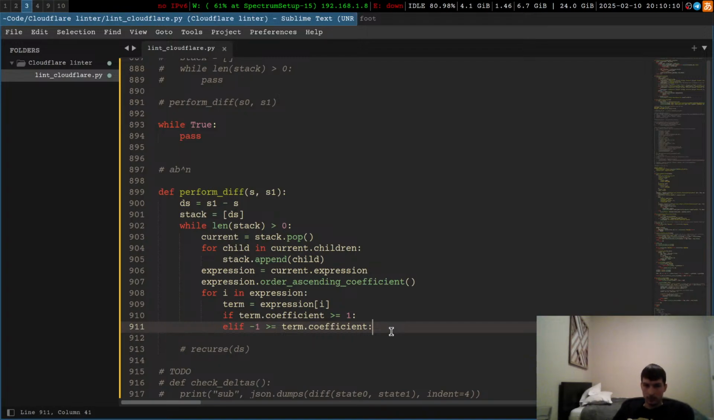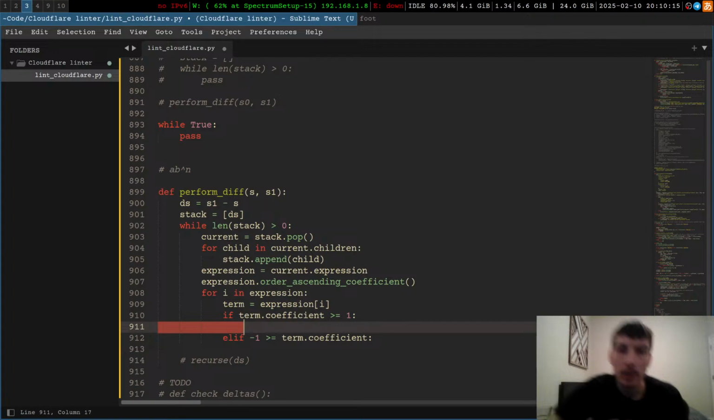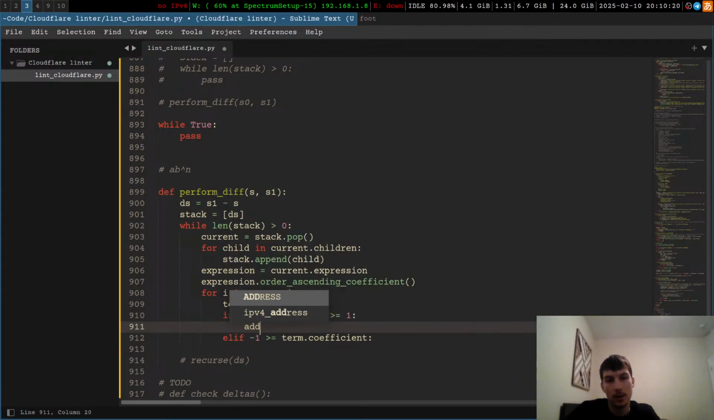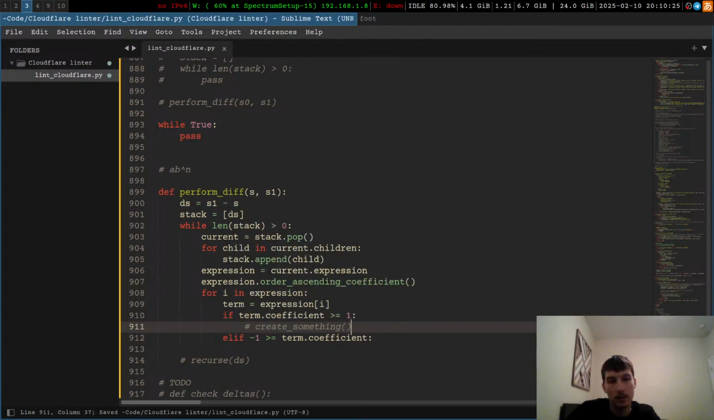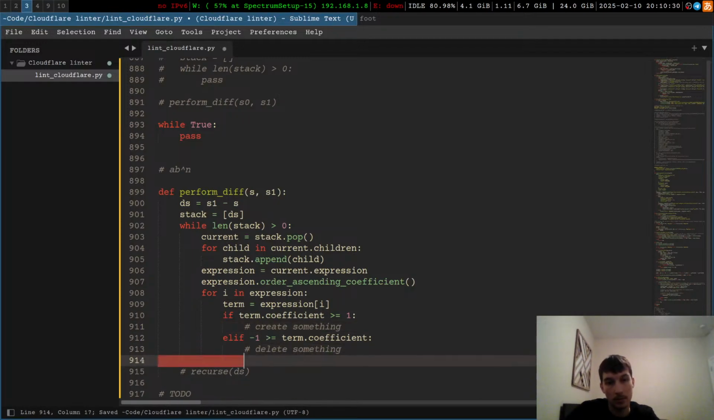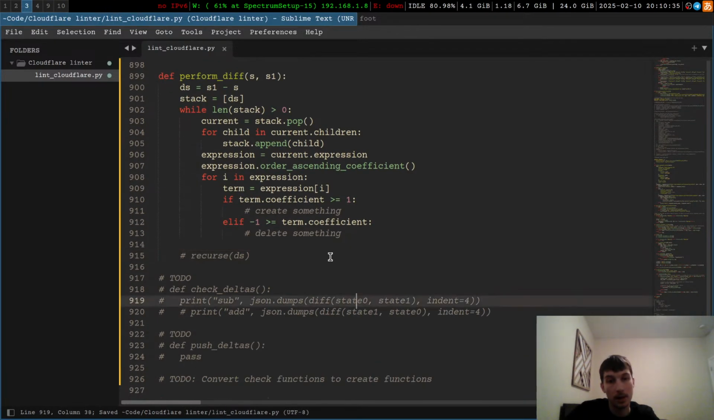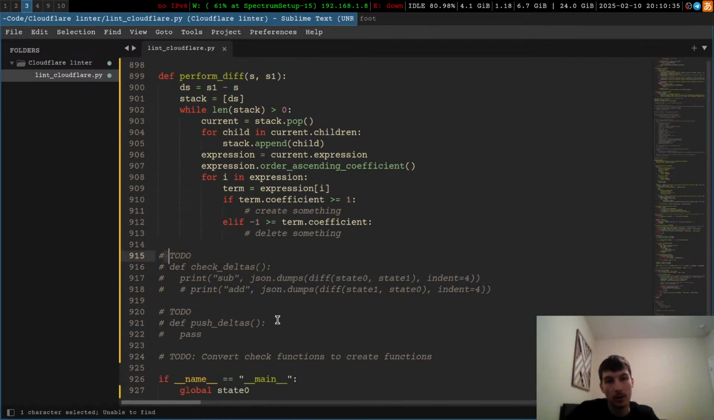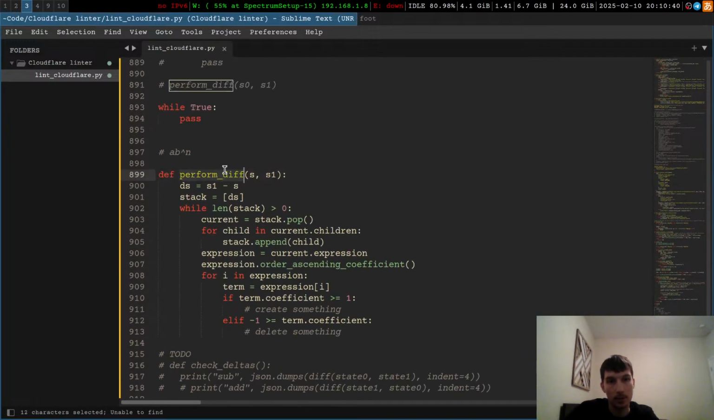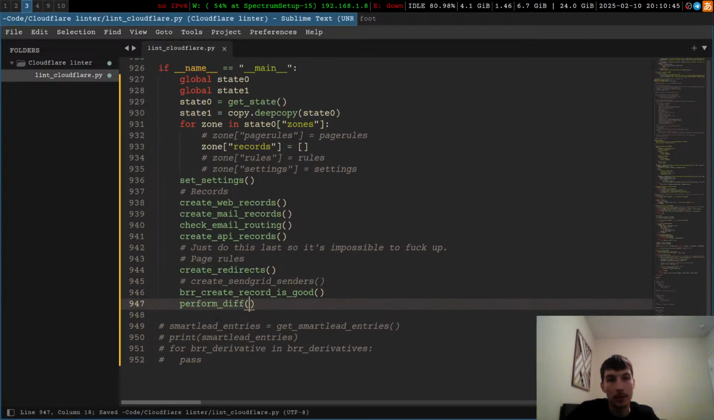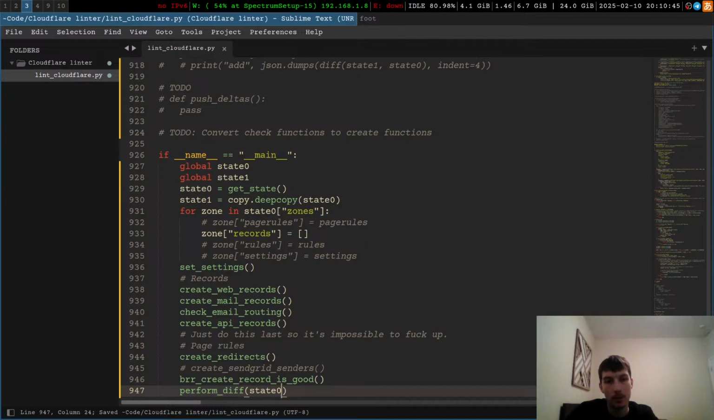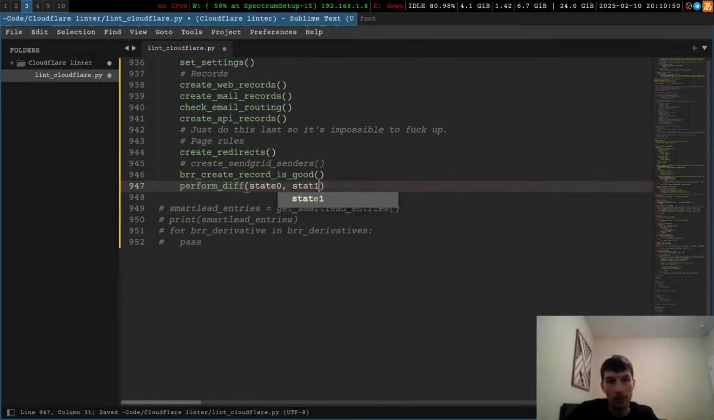And then that's it. Well, if it's greater than or equal to 1, then we create something, delete something. And then that's it, guys. That's really it. So we don't need this push deltas, we don't need all this stuff. We just perform a diff between state 0, I'm sorry, state 0 and state 1.